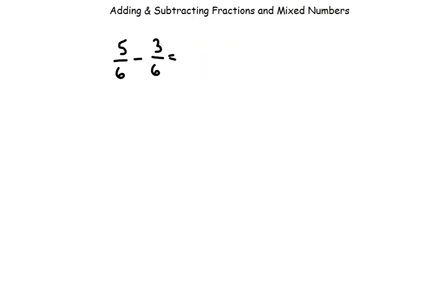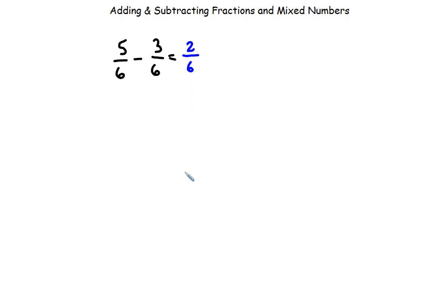So here we have our answer in simplest form. Now let's go ahead and take a look at an example with subtraction. So here we have 5 sixths take away 3 sixths. Again, our denominators are the same, so our answer is going to have the exact same denominator. And then the same concept, we just subtract across the numerator. So 5 take away 3 is equal to 2 sixths.